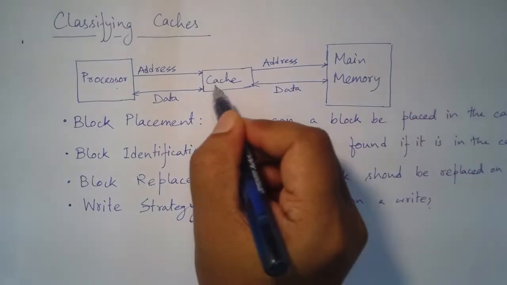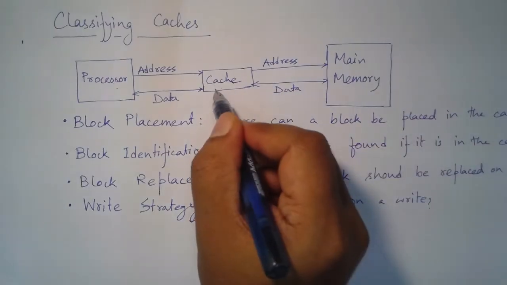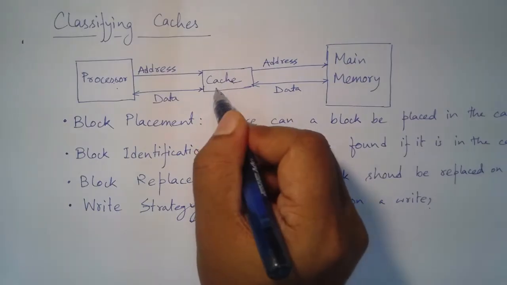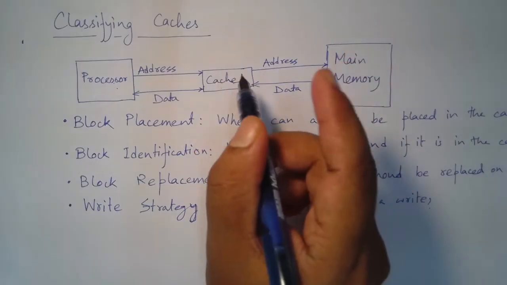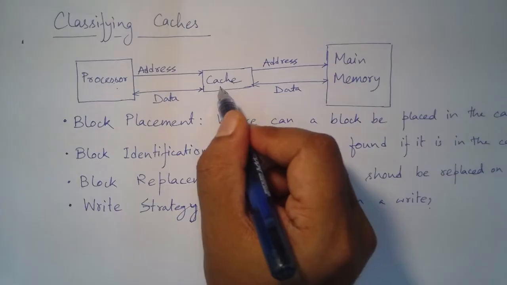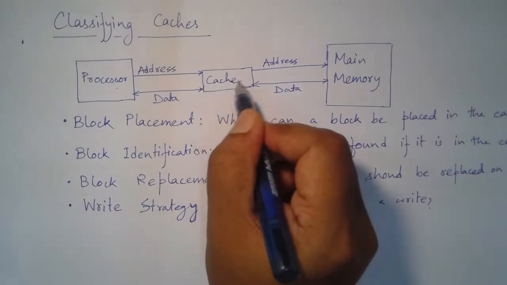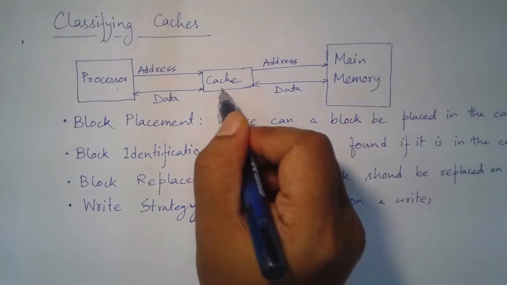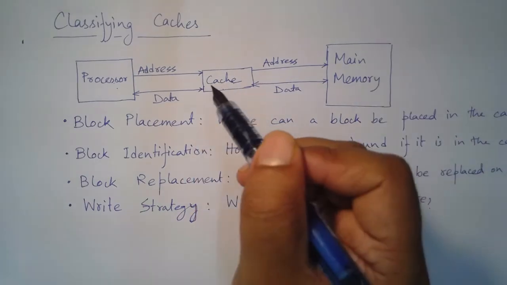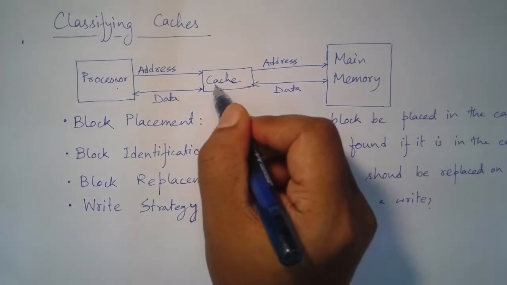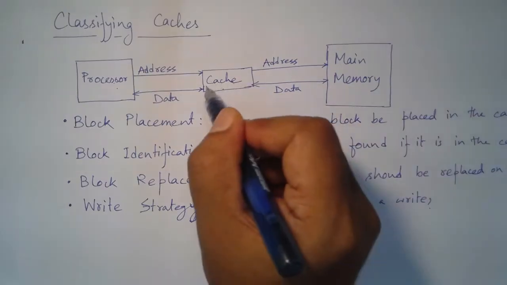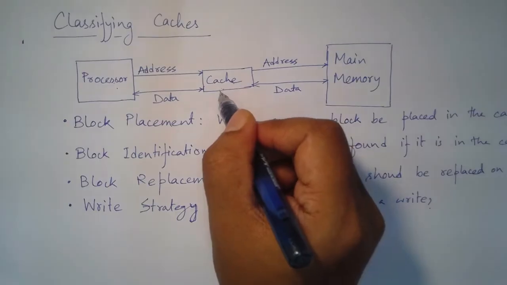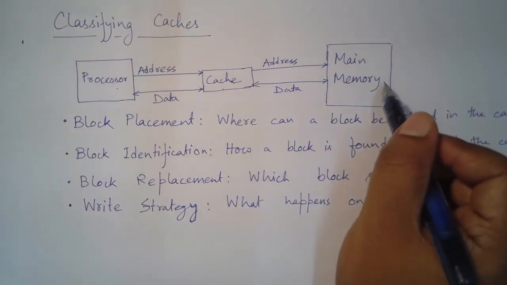And how do you know that there is something to be updated in the main memory? Whenever you write a block in the cache, you set a bit called dirty bit. The dirty bit indicates that the data is updated in cache, but not updated in main memory. So when you need to evict, you will look at the status of the dirty bit, and if that dirty bit is set, then before eviction you will update it into the main memory.